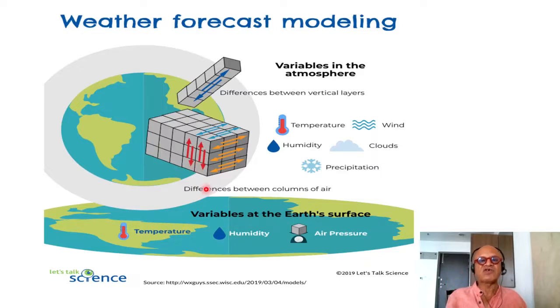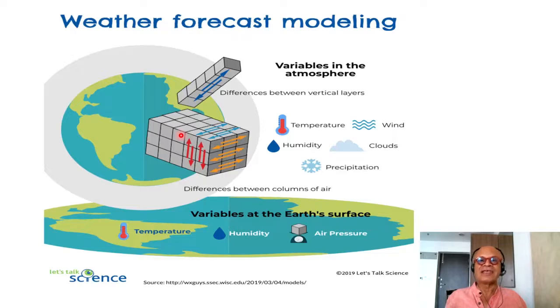So here is a schematic of it. There is the globe. You are looking at variables in the atmosphere, so differences in the vertical layers. Typical variables are temperature, wind, clouds, humidity, and precipitation. And there are exchanges of momentum, energy, mass, water vapor, and so on. So the entire globe is discretized into boxes like this, and a computer model is built to numerically solve the equations of motion, which I will show in the next slide.